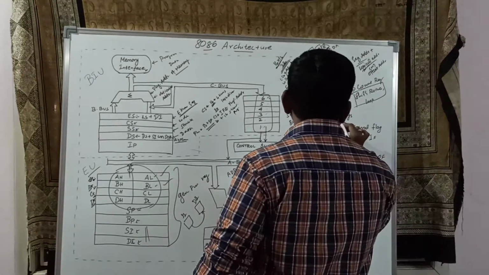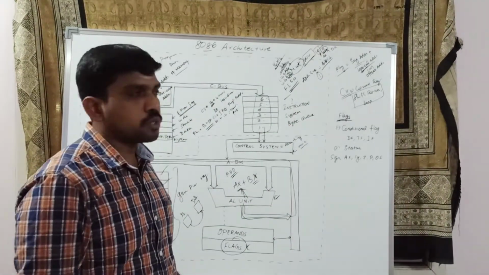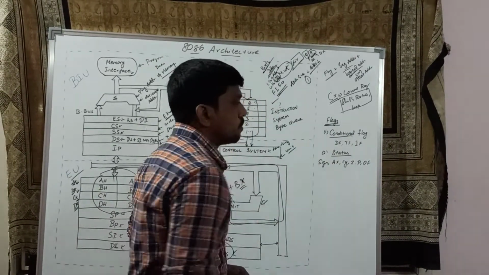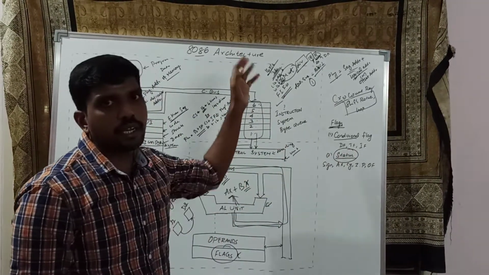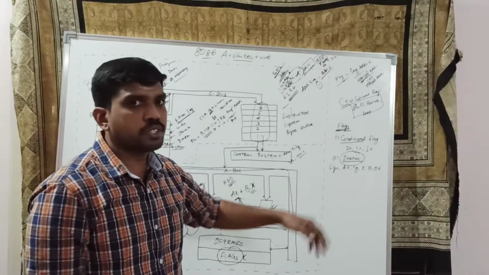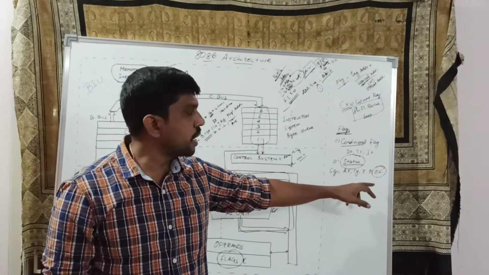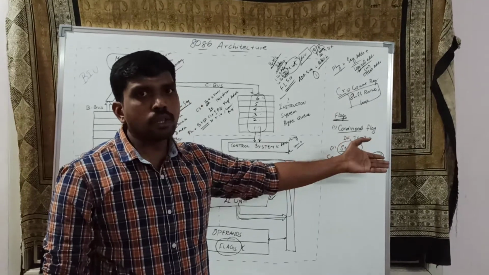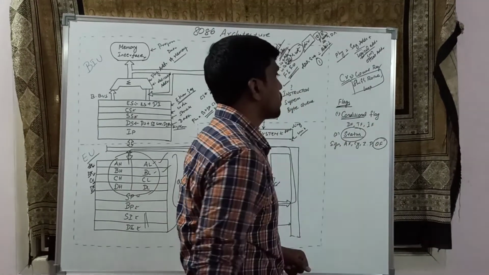Here the flag register is classified into two types: first is conditional, second is status. This status flag register we already discussed in the 8085 microprocessor. Here only one flag is additional, the overflow flag. The overflow flag is not present in the 8085 microprocessor, but in the 8086 microprocessor the overflow flag is also included. First we discuss the conditional flag register.